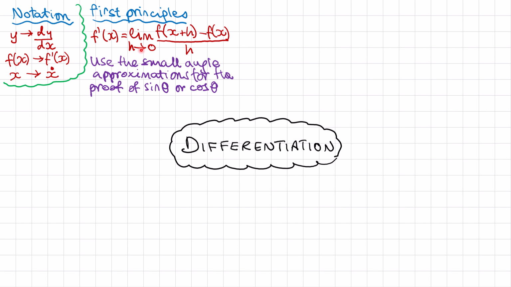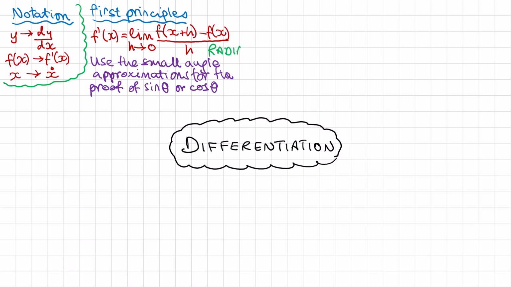We're finding the limit as h tends to 0 of, basically, the change in y over the change in x. We also need to be able to prove the results for differentiating sine and cos from first principles, and when we do those, we use the small angle approximations for those proofs. Now the small angle approximation is in radians, so the proof for sine and cos is in radians.